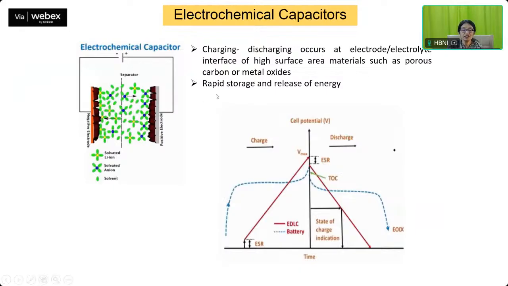In these kind of capacitors, the charging and the discharging occur at the electrode-electrolyte interface of high surface area materials such as porous carbon or metal oxides. There is a rapid storage and release of energy. So in this particular case, if you have cell potential plotted versus time, you can see how the cell potential is going to drop off, and then also increase. And of course, the equivalent series resistance gives rise to this voltage drop over here, as you can see.